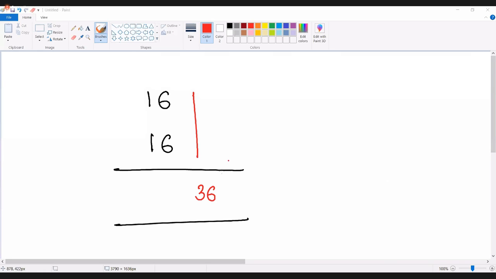So 6 into 6 is 36, and then cross is indicating the product of unit and tens digit summation. So that means 6 plus 6, that is going to be 12. Again I indicates the product of your tens digits. 1 into 1 is giving a result as 1. So finally we are getting a result which is equal to 11236.